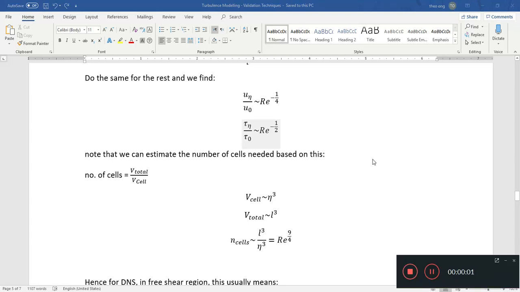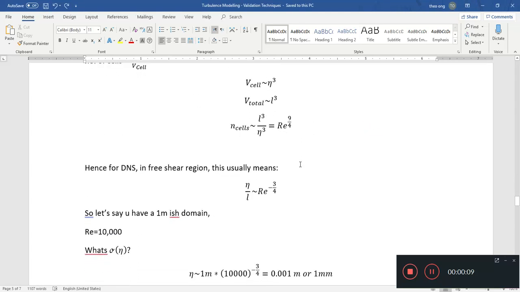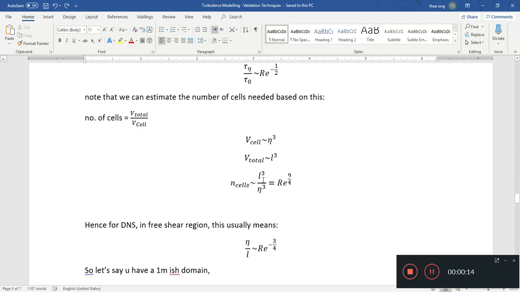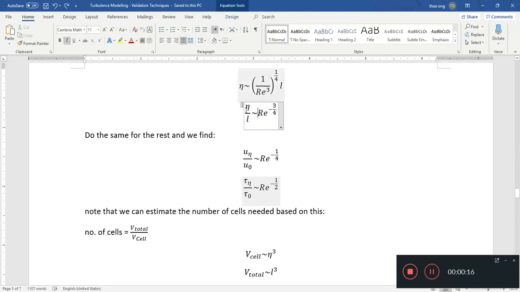Hello everyone, welcome back to our Turbulence Modeling. We want to continue talking about Kolmogorov length scales and how they affect the cell size. We talked previously that the ratio of the Kolmogorov length scale to a length scale of your interest would be on the order of Reynolds number to the -3/4.